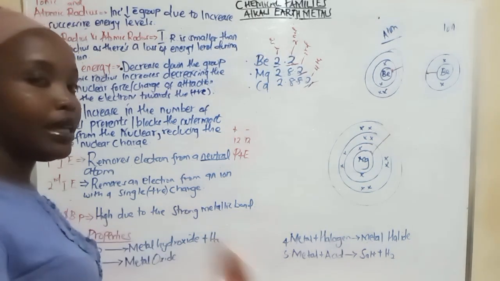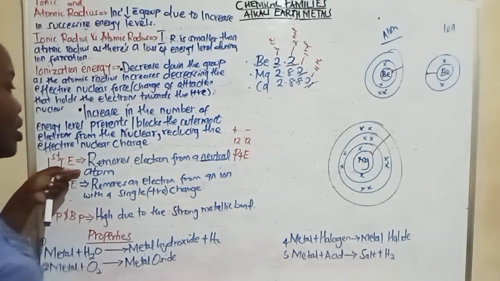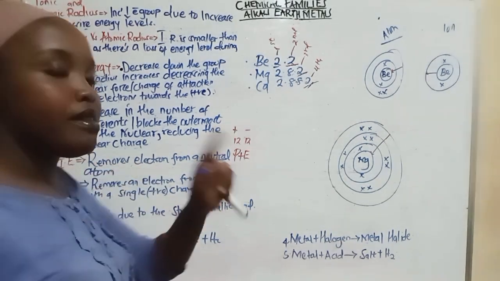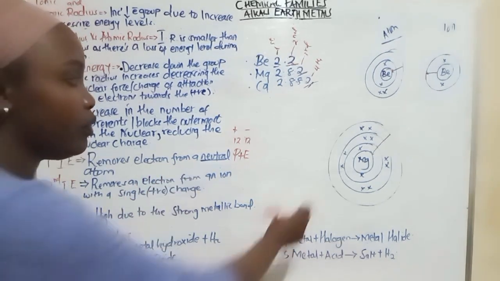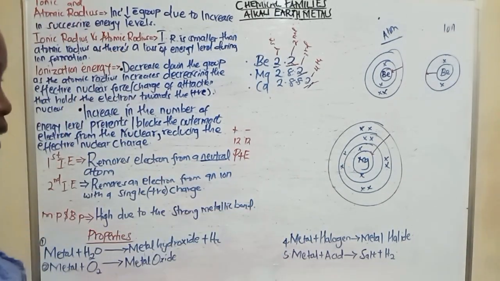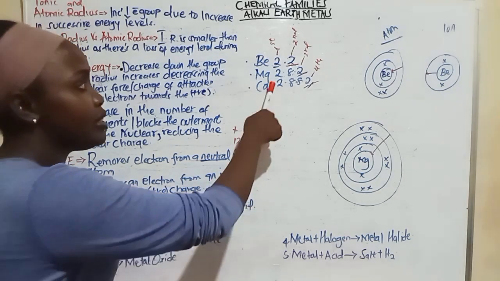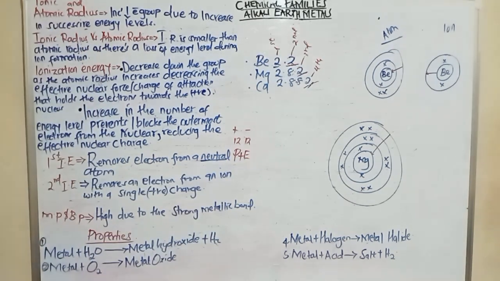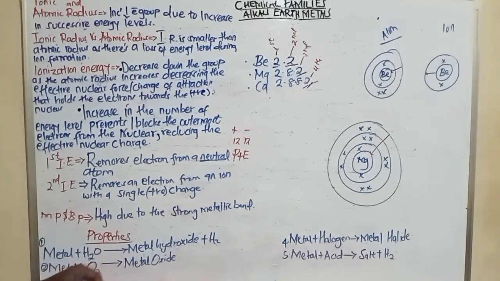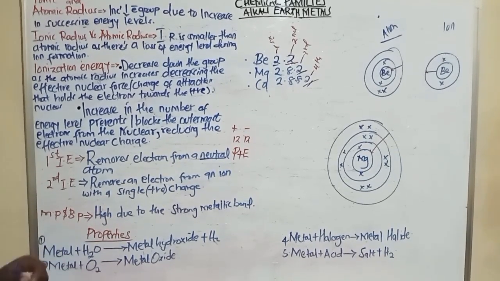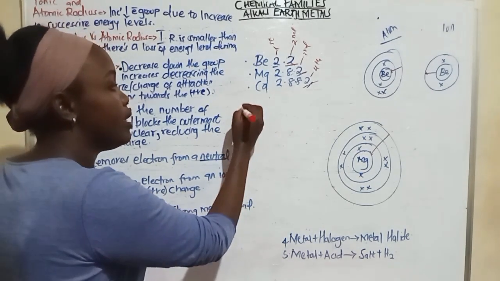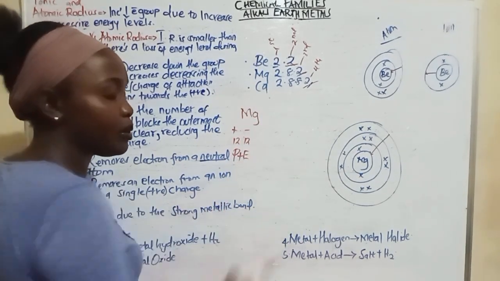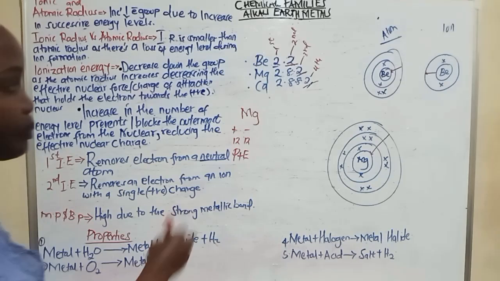So the first ionization energy is responsible for removing the first electron from our neutral atom. If you're talking about magnesium here, magnesium is going to lose 2 electrons, and we said they lose the 2 electrons one at a time. So how are we going to write this equation? It's going to be magnesium, and it is solid.